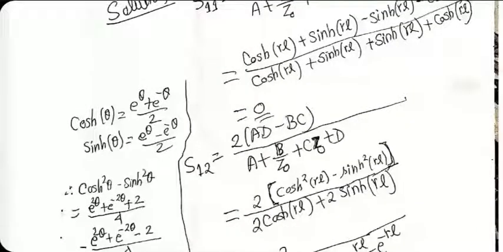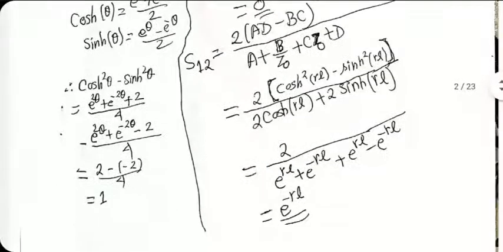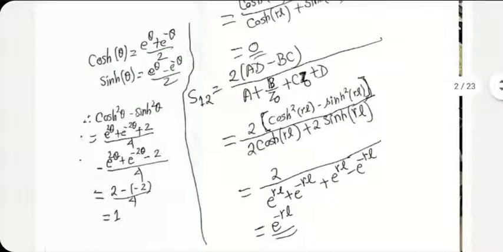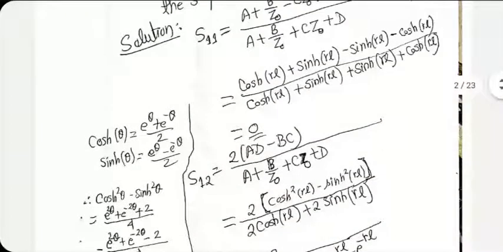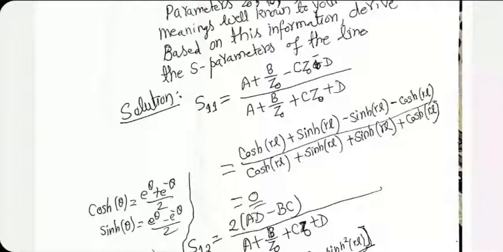And that, if you are not sure, I have proven on the left side, is 1, using the basic definitions of cosh and sinh functions. Cosh squared theta minus sinh squared theta is always 1. So what we get is the numerator in S12 becoming 2 and the denominator has the same result as in the previous case: cosh gamma L plus sinh gamma L plus sinh gamma L plus cosh gamma L. So 2 times cosh gamma L plus 2 times sinh gamma L. That's the denominator.